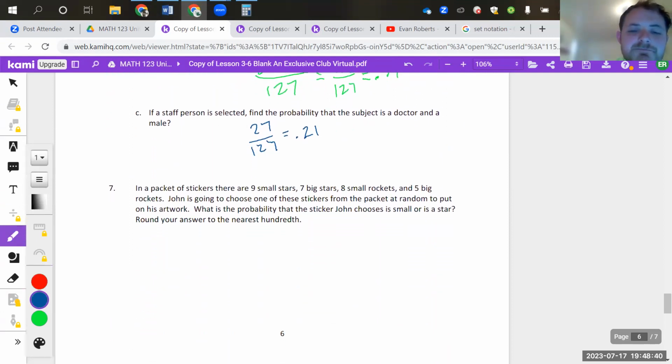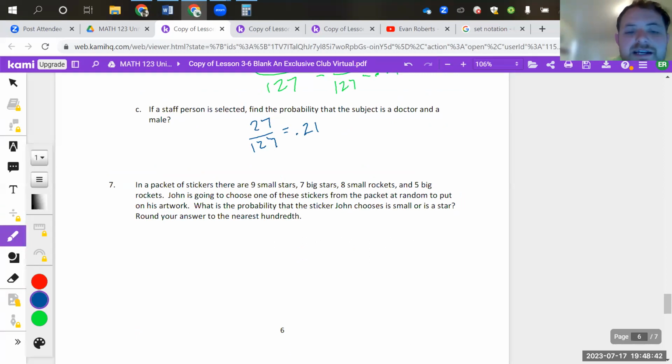Okay, last one here. So the packet of stickers, awesome. Juniper loves stickers. There's 9 small stars, 7 big stars, 8 small rockets, and 5 big rockets. He's going to pick one of the stickers to put on the artwork. What's the probability the sticker chosen is small or a star?